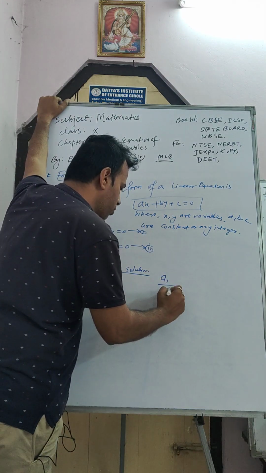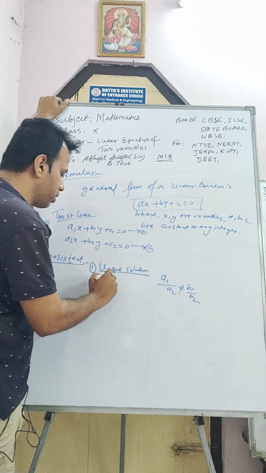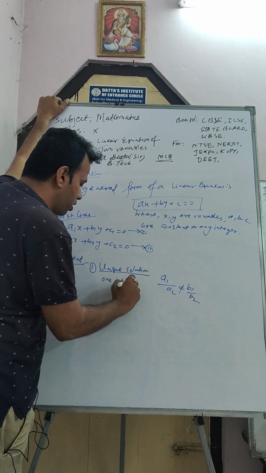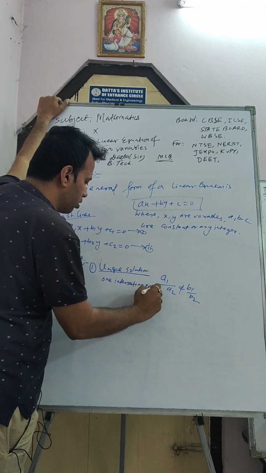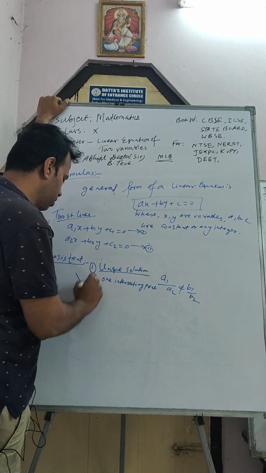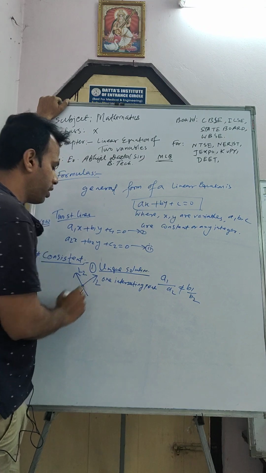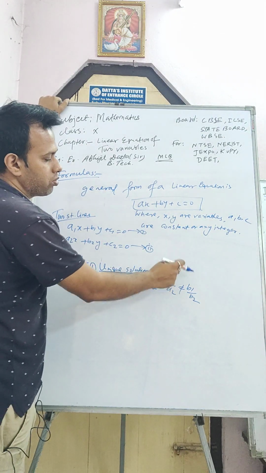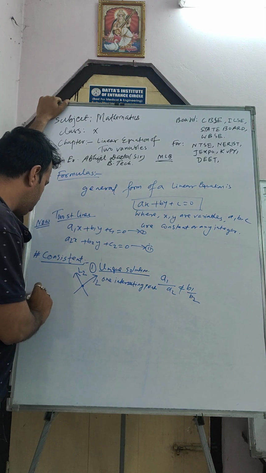So if a1 by a2 is not equal to b1 by b2, unique solution means one intersecting point or one common point. This is one straight line and this is another straight line, so they intersect at this point, and this is the common point or intersecting point of the two straight lines, if this condition is satisfied.